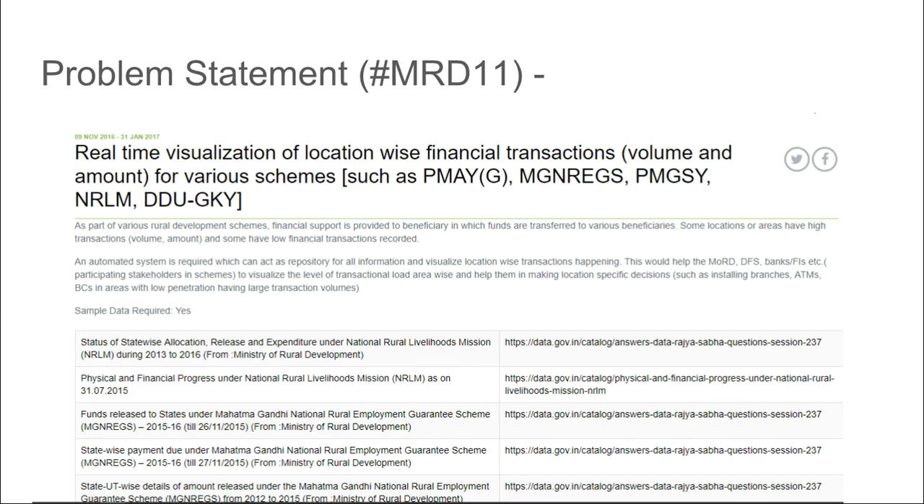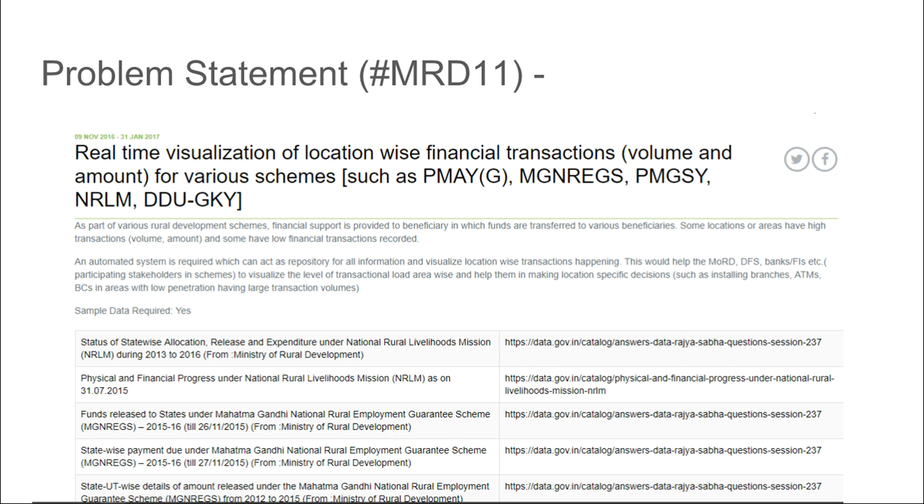My problem statement is real-time visualization of location-wise financial transactions, volume and amount, for various schemes such as PMAY-Gramin, MGNREGS, PMGSY, NRLM, DDU, GKY. As part of various rural development schemes, financial support is provided to beneficiaries, in which funds are transferred to various beneficiaries. Some locations or areas have high transaction volume and amount, and some have low financial transactions recorded.